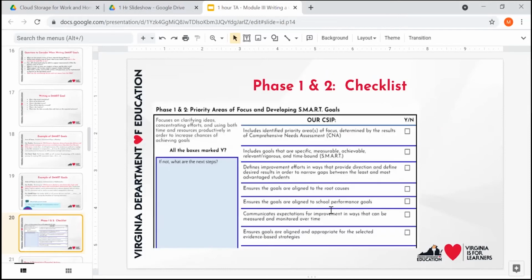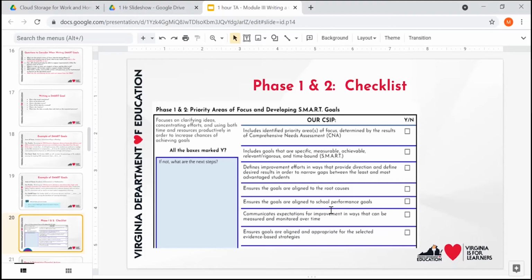So our resources also include checklists. And these checklists will help you as you write your comprehensive school improvement plan. Once you have that plan, you go back to the checklist to really see, are we doing these things? Do we include identified priority areas of focus determined by the results of our CNA? Do we include goals that are specific, measurable, achievable? I'm not going to read the whole thing to you, but if you're having challenges and you're getting no's, then you want to go back through the process and re-examine.